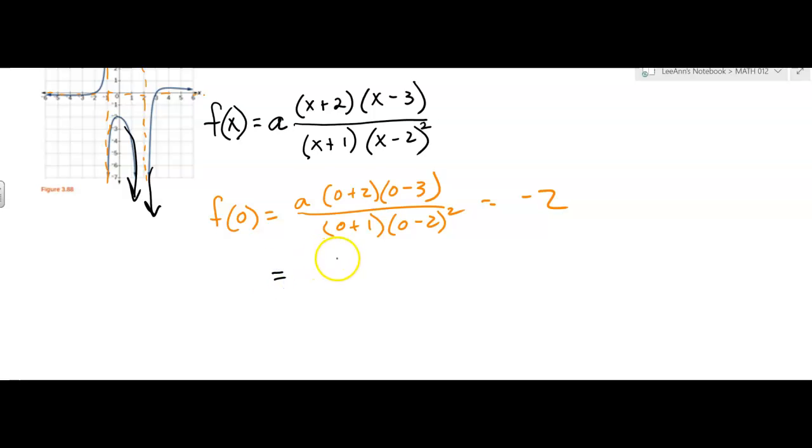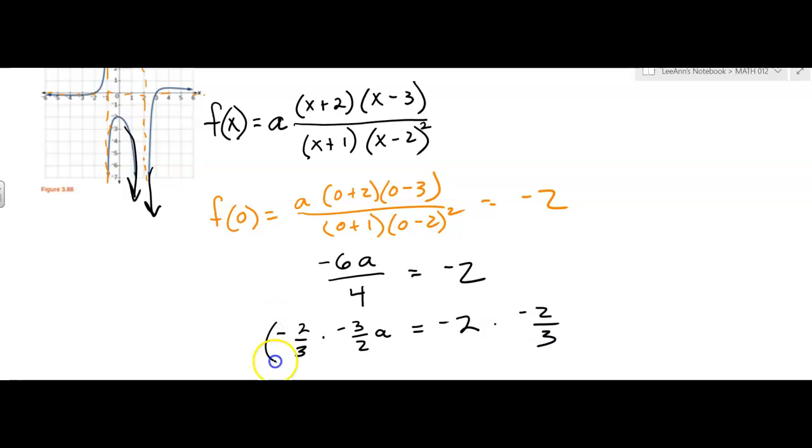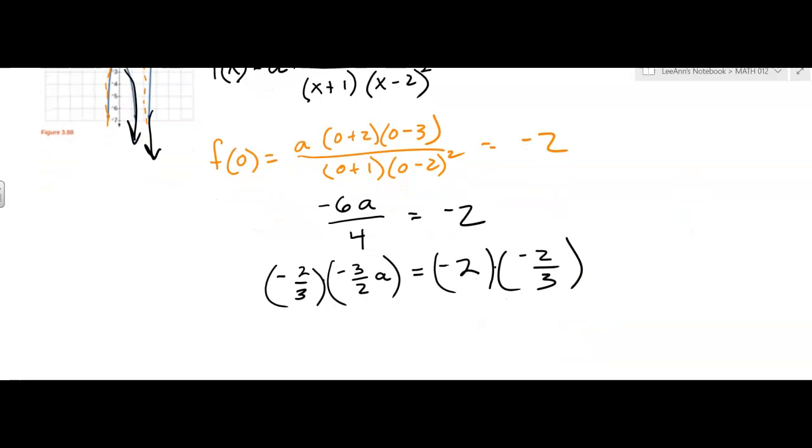I'm going to come back up to that in a minute, but let's get some calculations here. So I'm going to have in the numerator -6a, right? And then in the denominator I'm going to have 4, equals -2. Okay, so I can reduce that to -3/2 a. You could write it like that if you want to. And then get rid of the fraction by multiplying by the reciprocal on both sides. Okay, and it looks like we're getting a then to be 4/3.